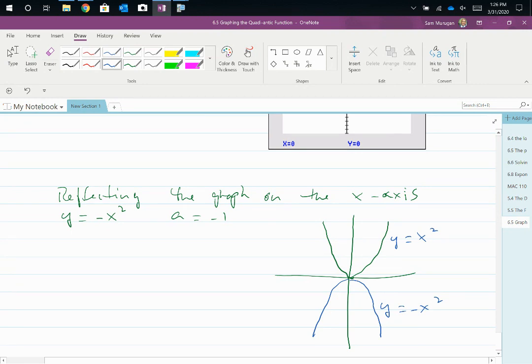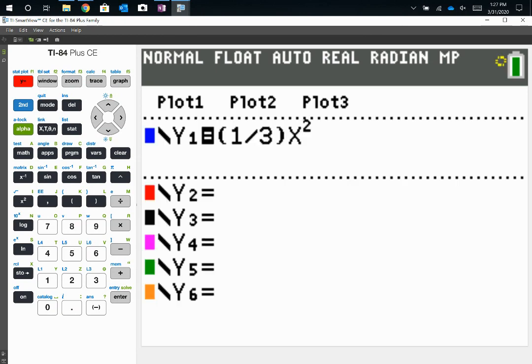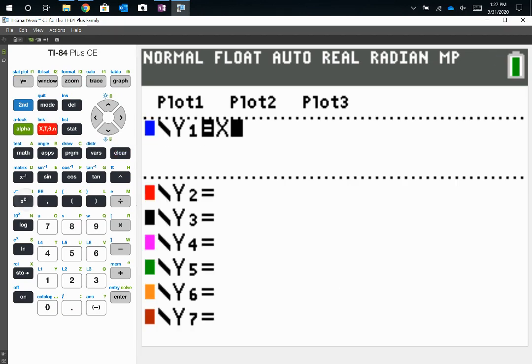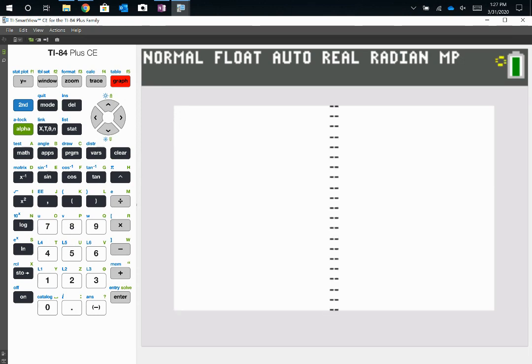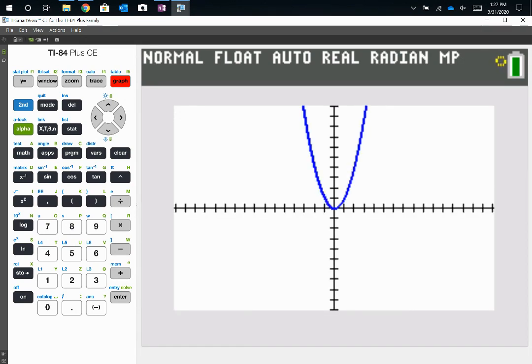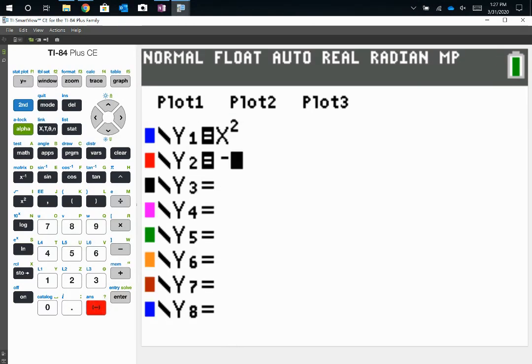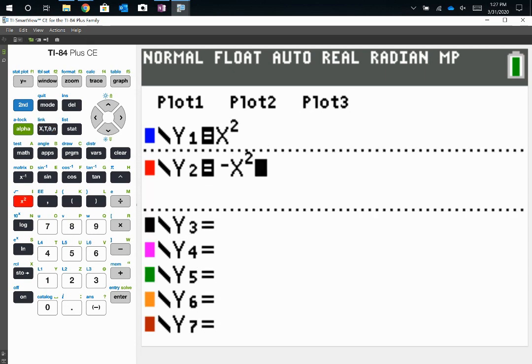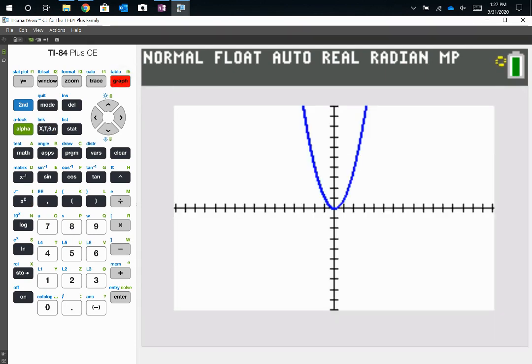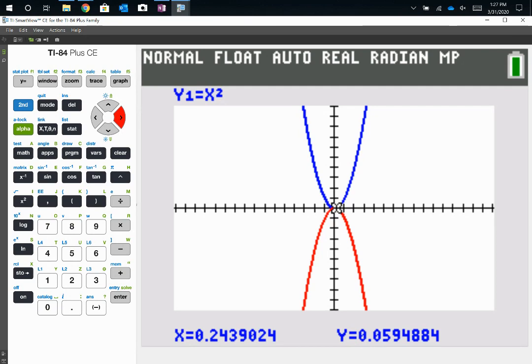So I also want you to see that with your calculator. I'm going to graph the original graph, which is x squared. And then I'm going to graph y is equal to -x squared. And you can see what happened to the graph. It flipped over the x-axis. Okay? That doesn't change where the vertex is. The vertex is still at 0, 0.